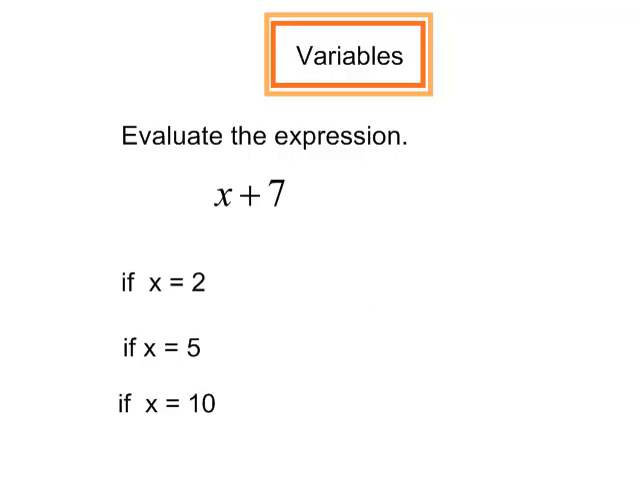We have the expression x plus 7. But remember, x is a variable. It varies. It changes. Well, let's evaluate this expression if x equals 2. I will plug in 2 for x. Well, if x is 2, that will be 2 plus 7. I will get 9.